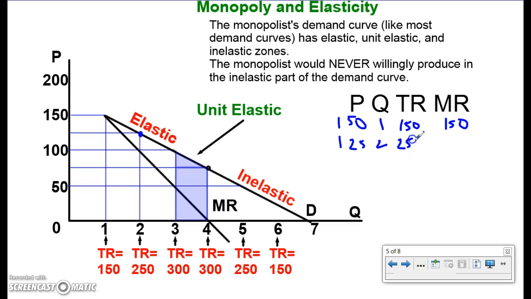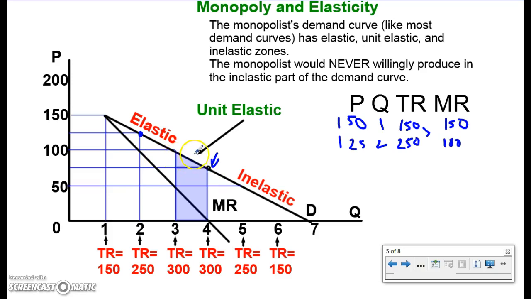But you can see that the marginal revenue drops much more quickly than the price. The price fell to 125, but the marginal revenue, or the change in total revenue, is only 100. So each time the monopolist drops the price, the marginal revenue drops even more quickly, until we get to this point right here, where marginal revenue becomes 0. This is that hypothetical range of unit elasticity.